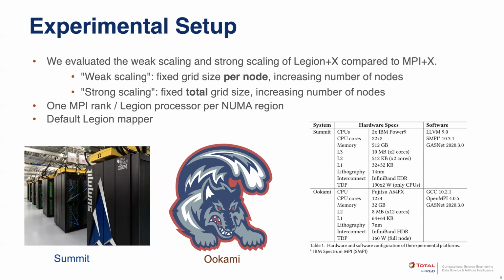In our experiments, we compare Legion plus X and MPI plus X on both weak scaling, which is to see how their performance varies with the number of computing nodes while fixing problem size per node, and strong scaling, which is to see how their performance varies with the number of computing nodes while fixing total problem size. Let's take a look at each of them.